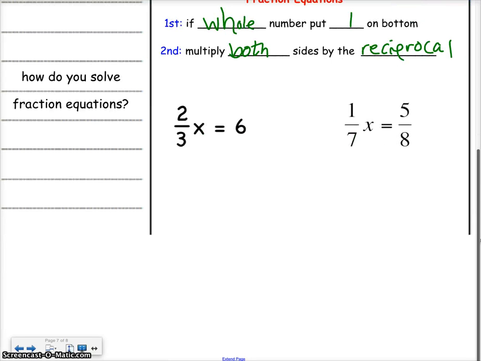Okay, so the first one, I have 2/3 x equals 6. I'm going to go ahead and put a 1 on the denominator. So 2/3 x equals 6 over 1. Now I need to get rid of the 2/3, so I'm going to multiply through by the reciprocal. That's because now my 3's can cancel and my 2's can cancel. But the multiplication property of equality says what you do to one side, you must do to the other side, to keep that balance. 2's cancel, 3's cancel. I'm left just with x.